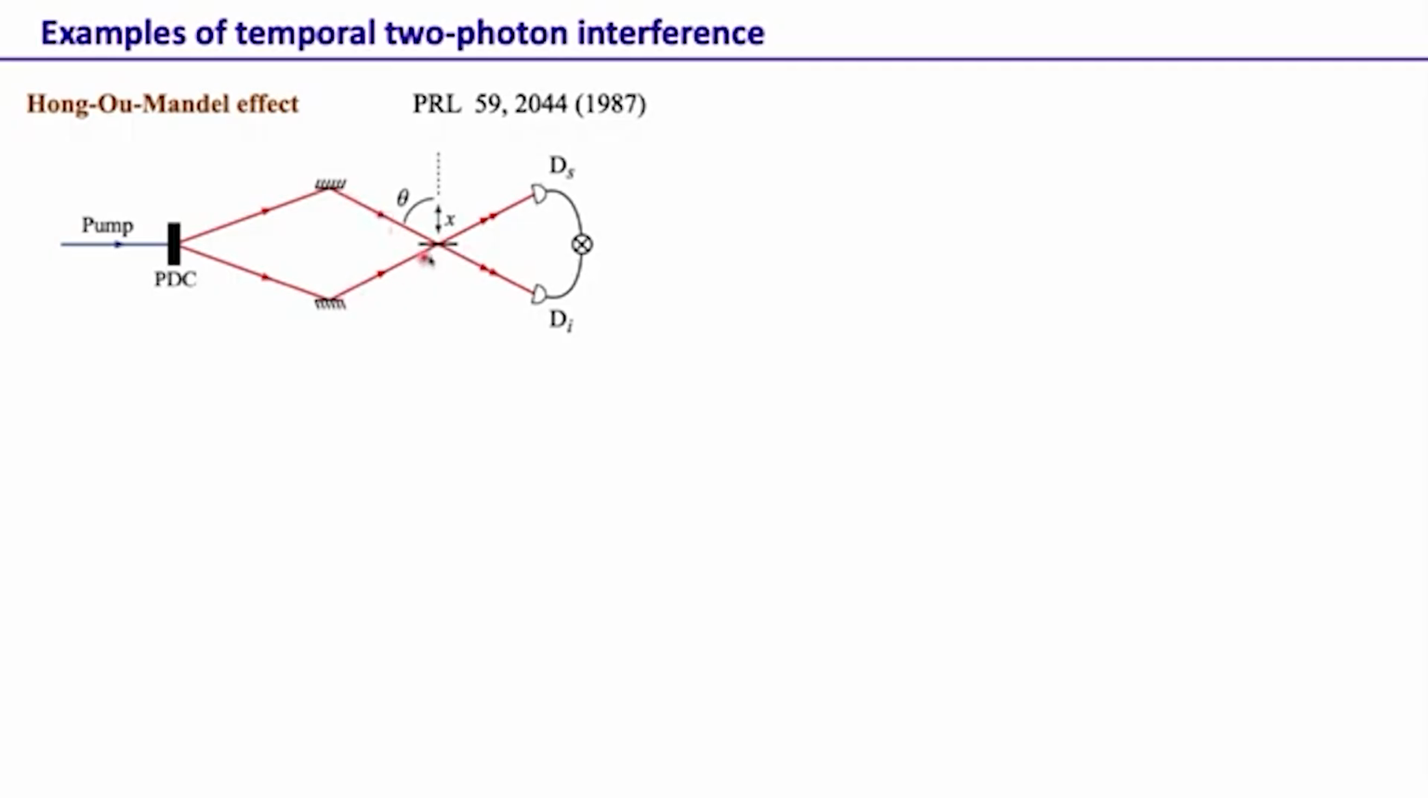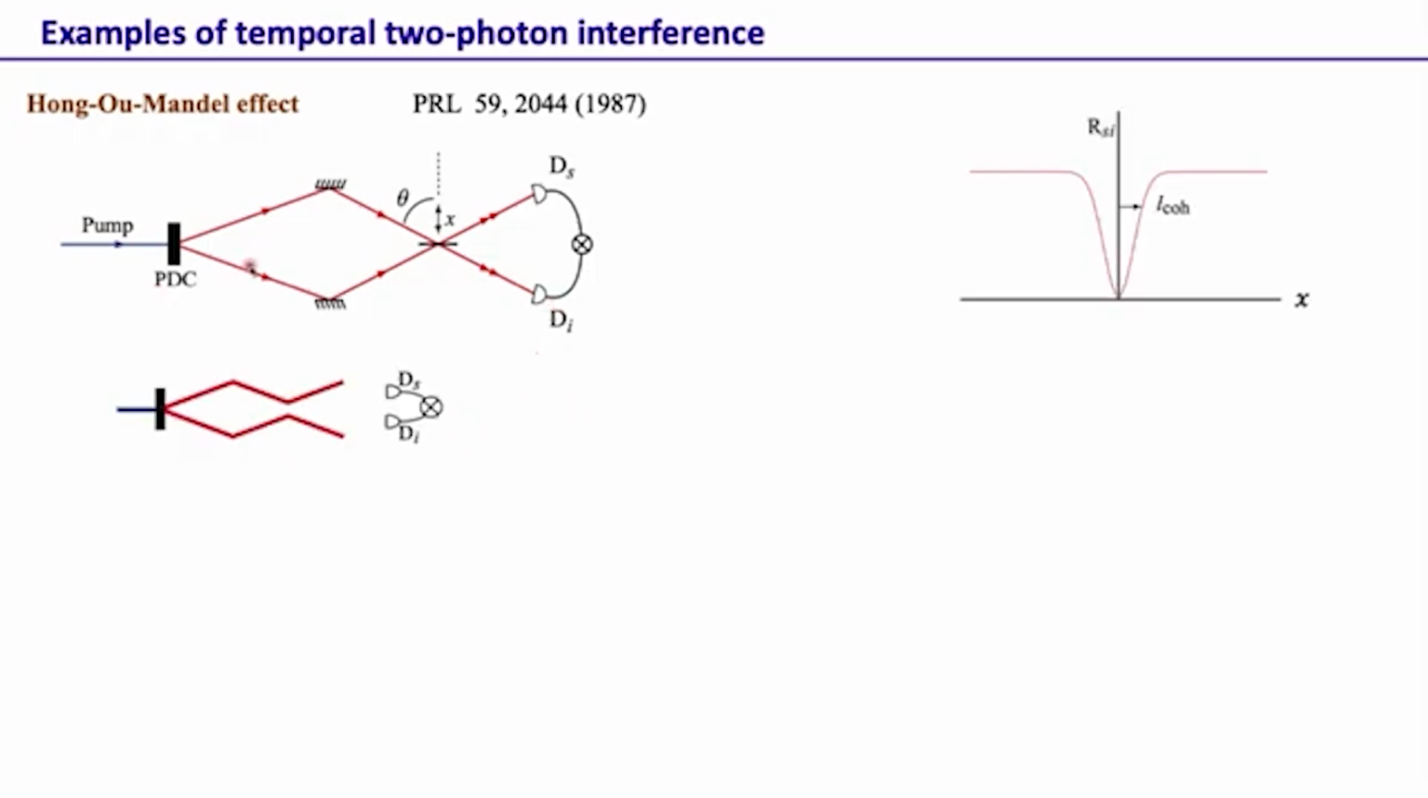Of course, after falling onto the beam splitter, this photon can go this way or that way. Now, if we observe coincidence, the coincidence can happen in two different alternative ways. In this experiment, the effect that was seen is that when this beam splitter is moved up and down, the coincidence count rate actually changes, and when this beam splitter is in the balanced position, that means when this x is 0, there was no coincidence over here.